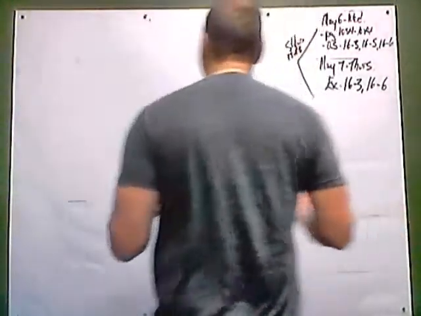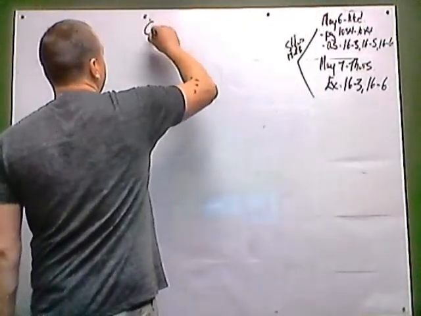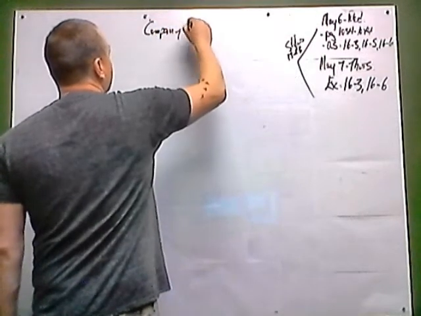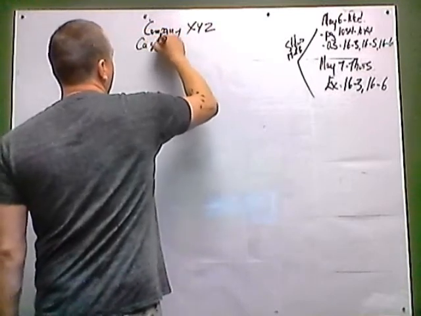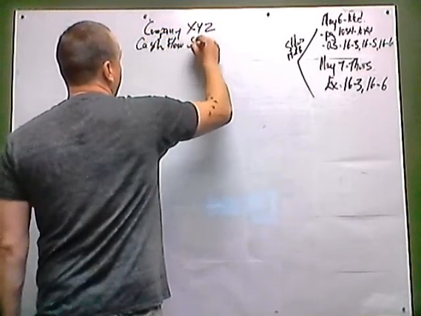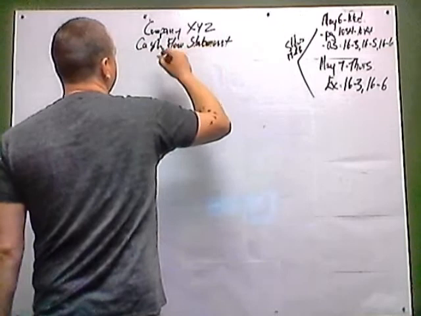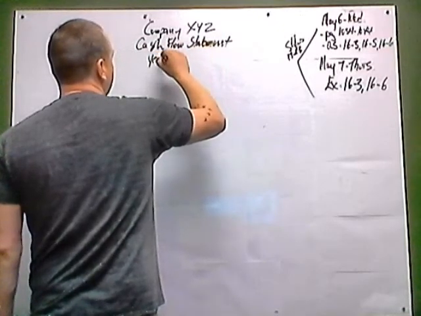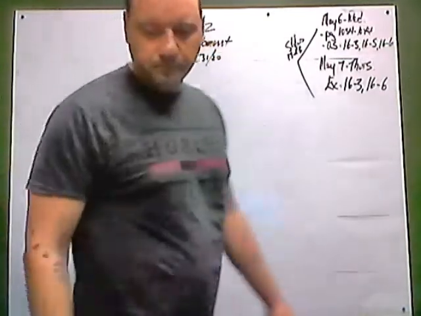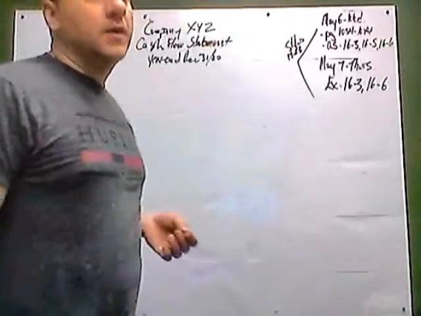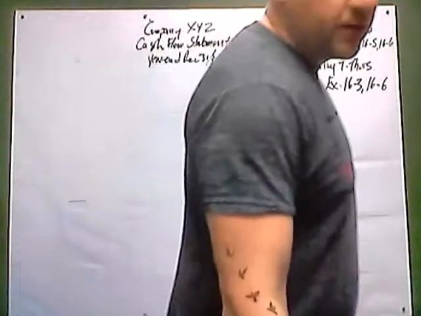The first thing that we're going to do is write our title: Company XYZ, cash flow statement, year-end December 31st. Again, we're going to do the indirect method, not the direct method.